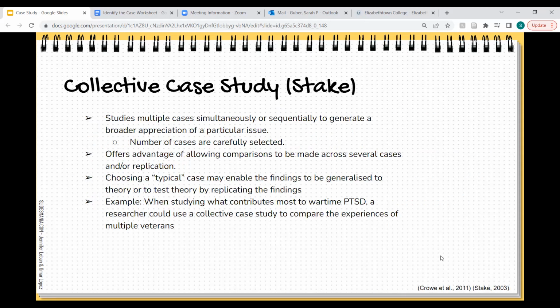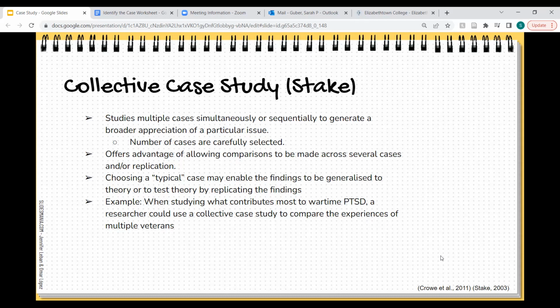And lastly, there's the collective case study. So this studies multiple cases simultaneously or sequentially to generate a broader appreciation of a particular issue. So the number of these cases are carefully selected, and this type of case study offers the advantage of allowing comparisons to be made across several cases.